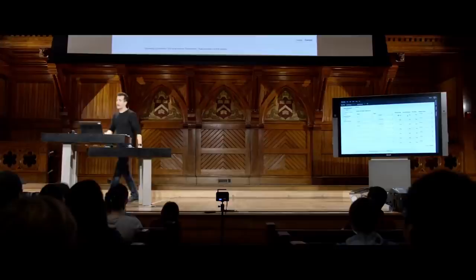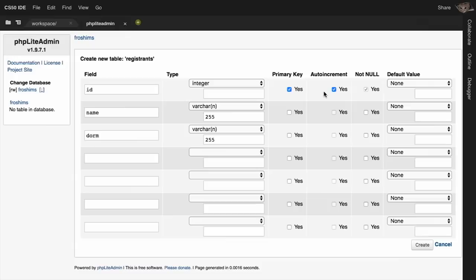So if I actually check this box, SQL for me will just plus plus the ID field every time I insert a new name in a new dorm. I don't have to even bother specifying an ID anymore. Now, there's another column here, not null, where you can specify this column should never be null.